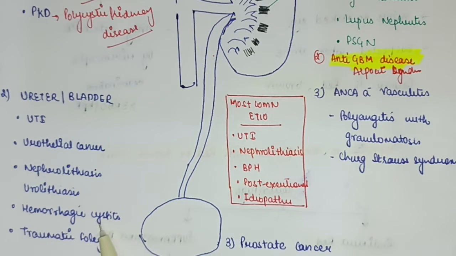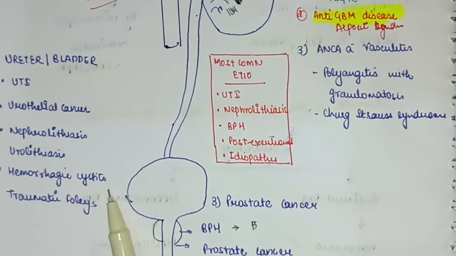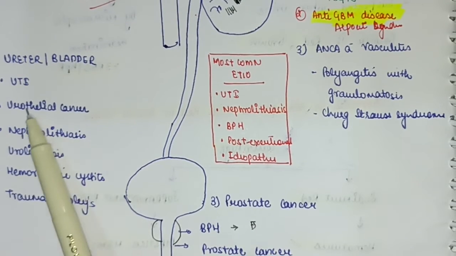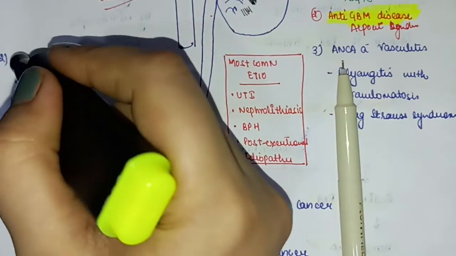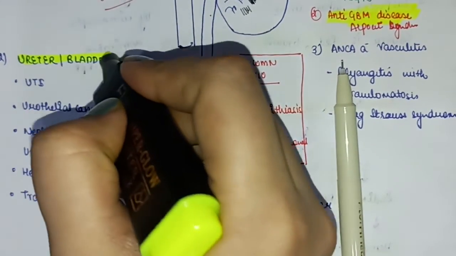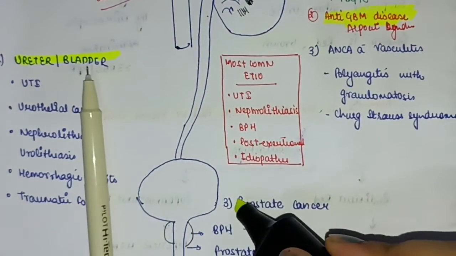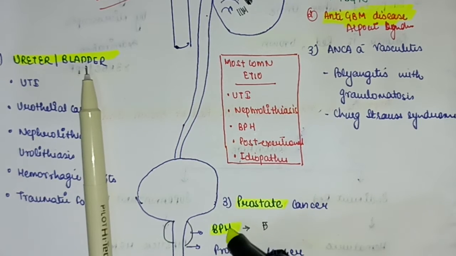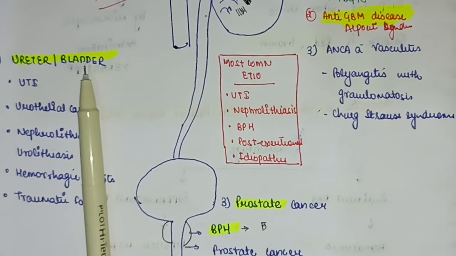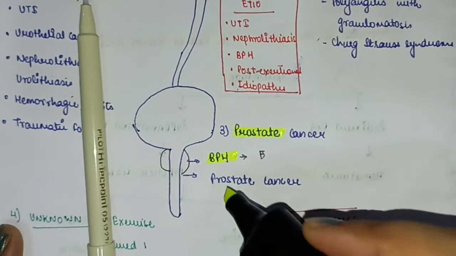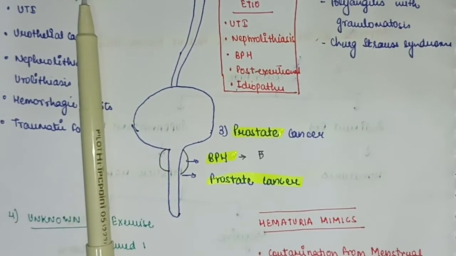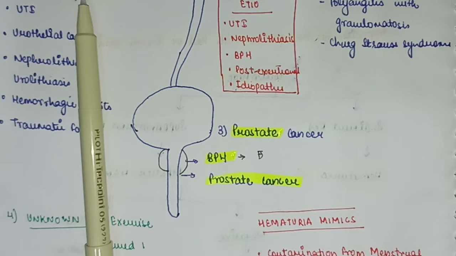Hemorrhagic cystitis, which is a known side effect of cyclophosphamide, and hematuria can be seen after traumatic Foley's insertion. So these are the causes which are related to the ureter or bladder. Now coming to the prostate. In the prostate, most commonly BPH can also present as microscopic hematuria, but always rule out prostate cancer in elderly patients.